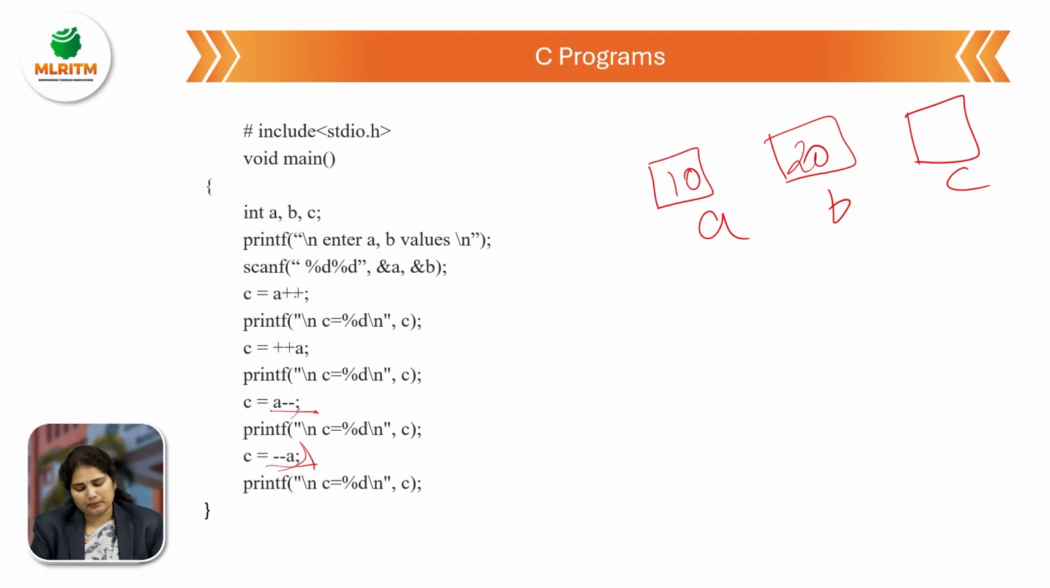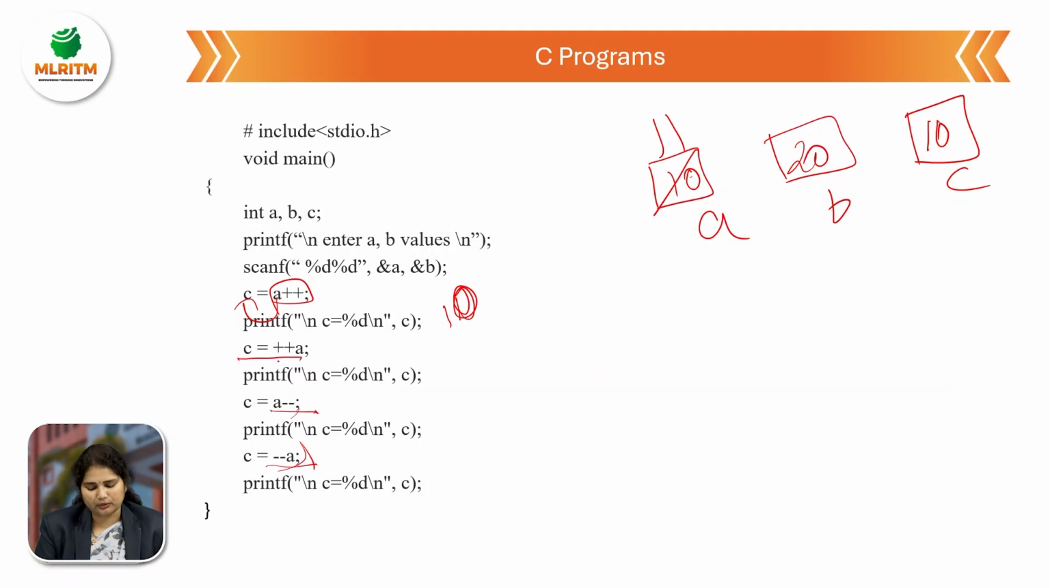C equal to A plus plus plus B. A plus plus means first the A value will be assigned to C. A value how much? 10. That will be assigned to C and then A will be incremented, 10 plus 1 is 11. C value how much? 10 will be printed as output.